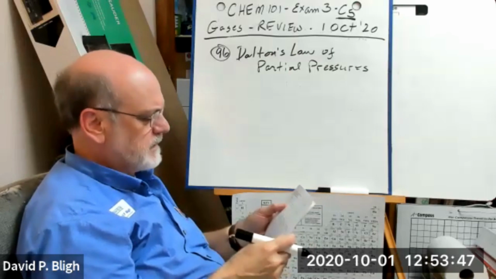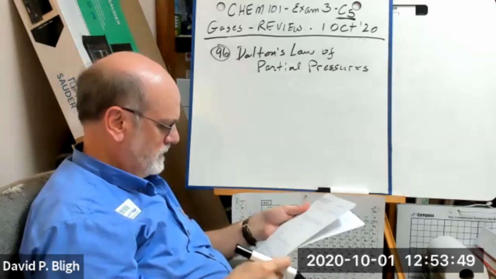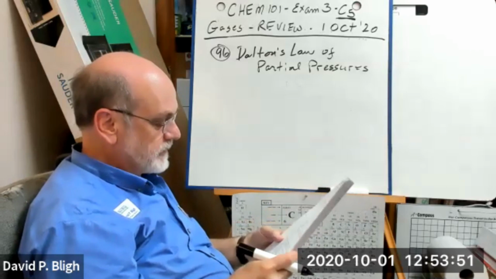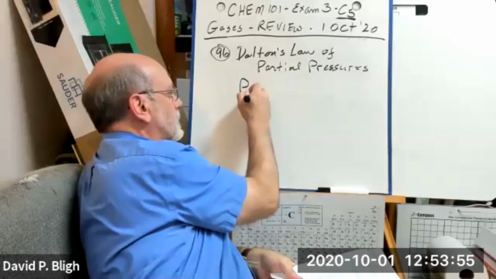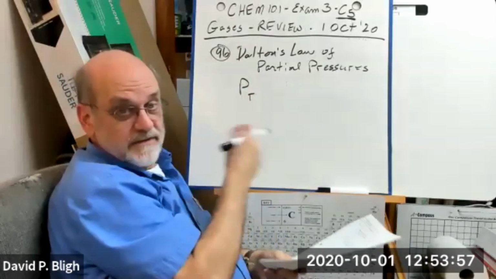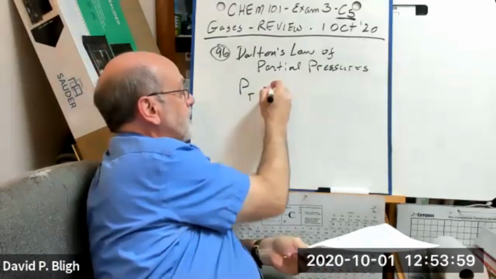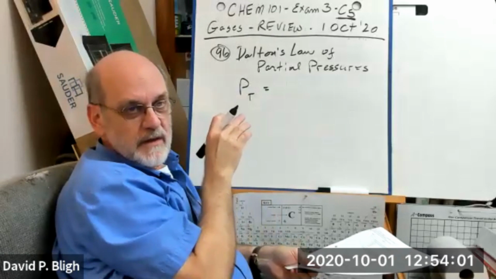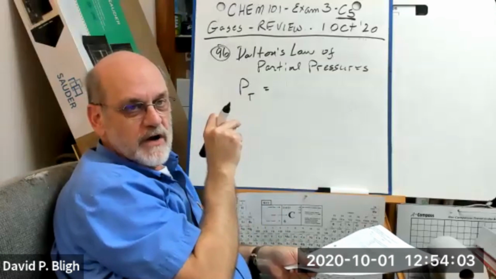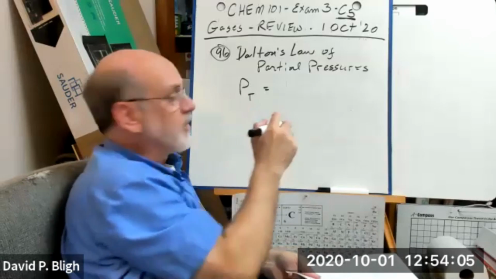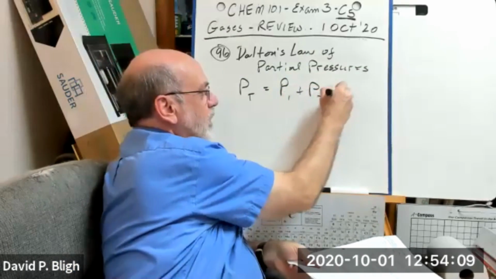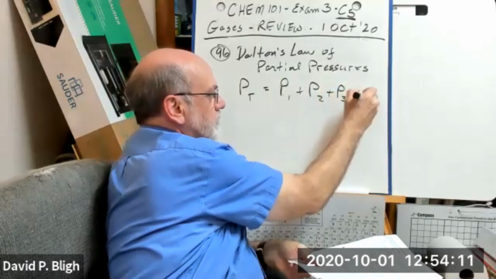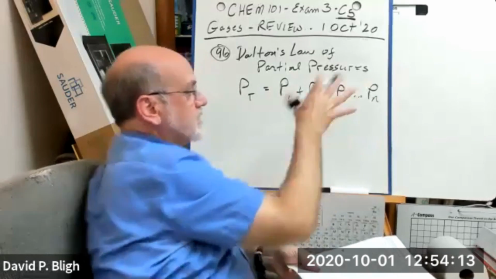Definite proportions, I think. Okay, so Dalton's law is what? Well, it says the total pressure of a confined gas equals the sum of the individual pressures, which we call partial pressures, of each of the other gases that are part of the mixture. And it goes on out to however many you have.